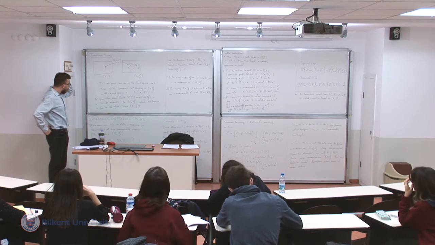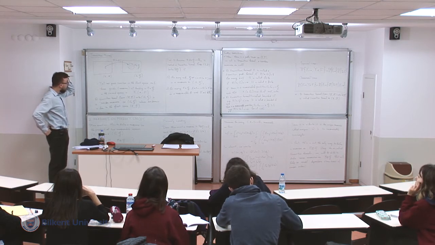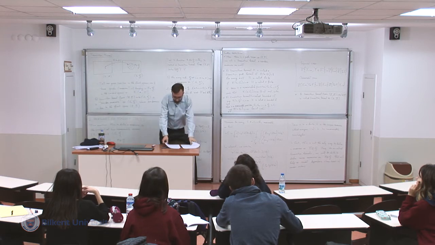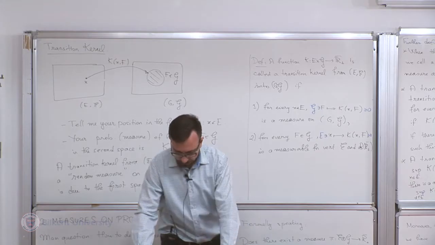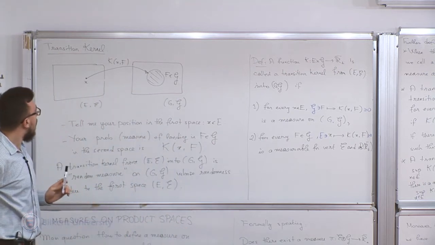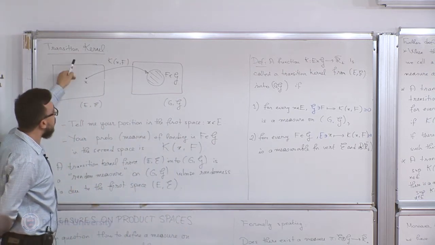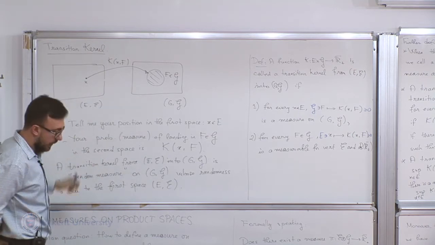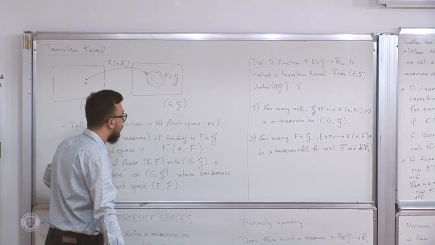So just to make sure we understand this concept, I'd like to discuss with you several examples, maybe 4 examples. First, we're going to discuss the simplest possible kernel from a space into itself, okay? It's going to be a transition kernel on E, okay? First example.